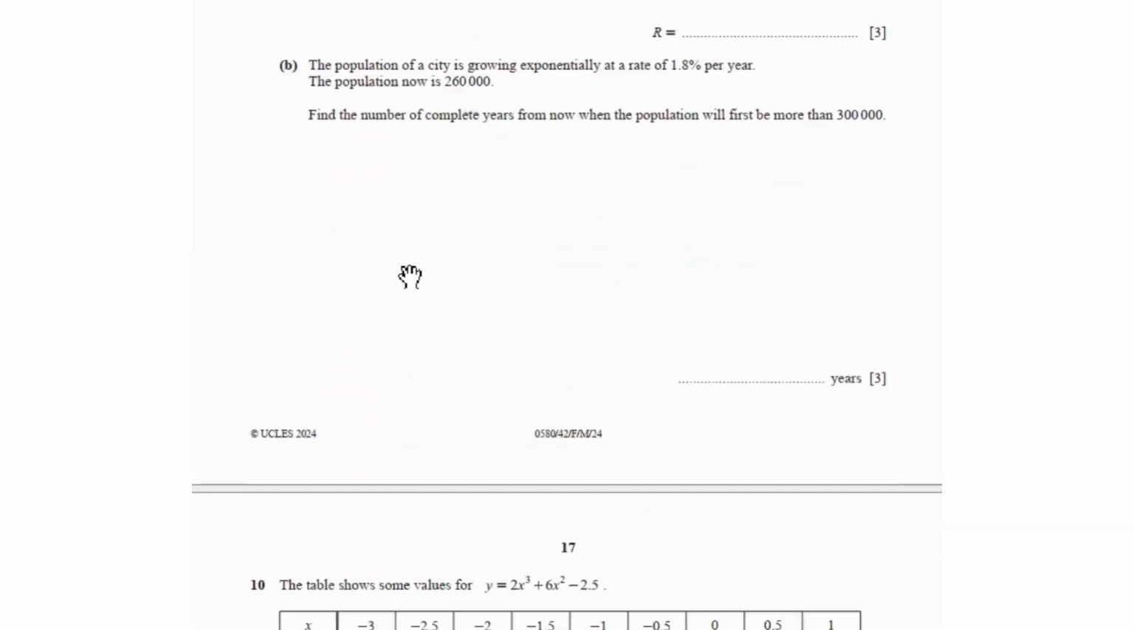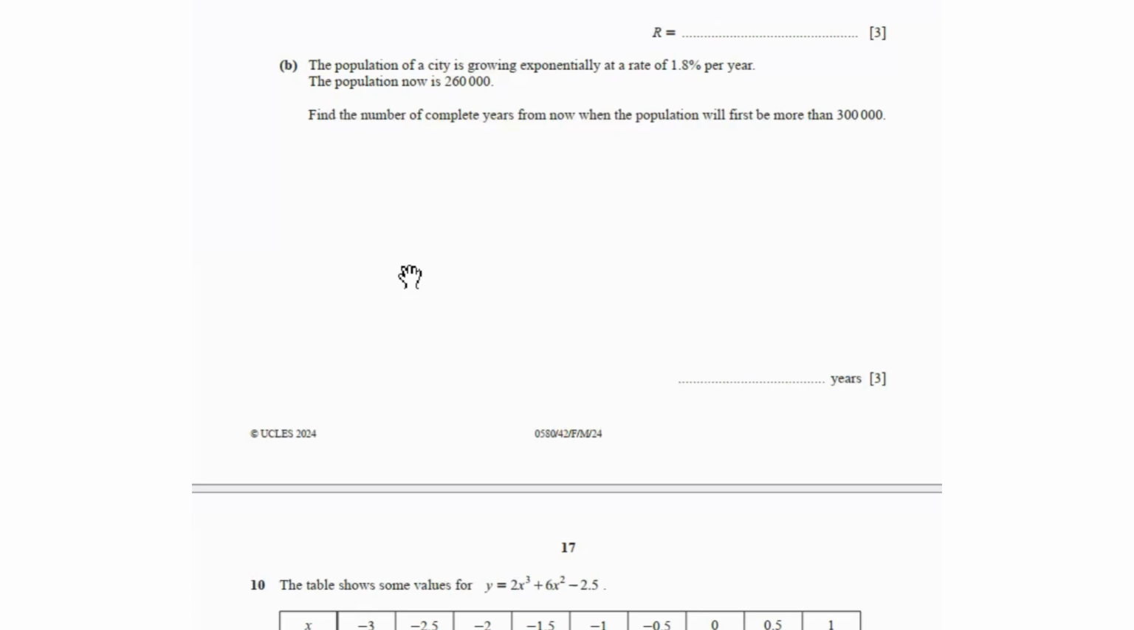Since the population of a city is growing exponentially at a rate of 1.8% per year, the population now is 260,000. Find the number of complete years from now when the population will first be more than 300,000. We're going to assume values for the number of years and see after how many complete years the population will first be more than 300,000.